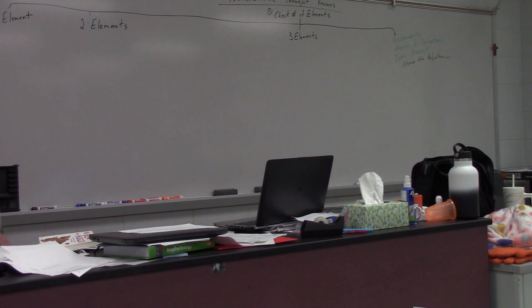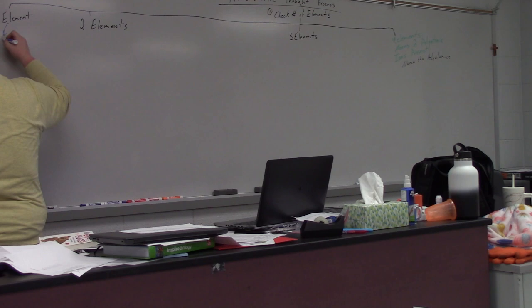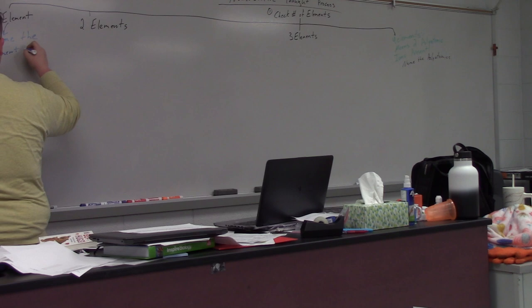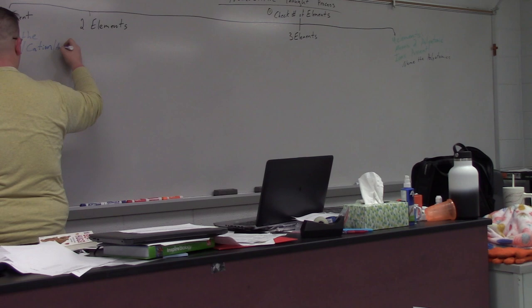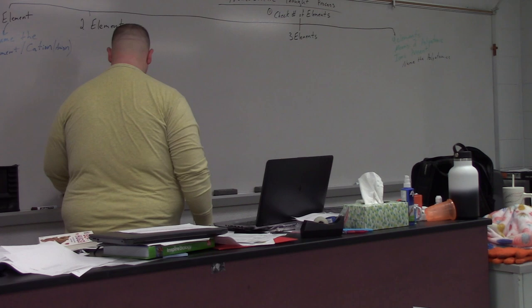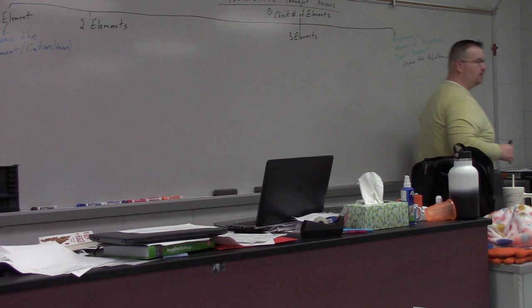One element. If it's one element present, name the element, slash cation, slash anion, slash diatomic. Diatomic would be two elements. Well, technically, if you just have a nitrogen, then it's empty. So the two and the three elements is where there's going to be a lot of thought, a lot of work there. Okay?